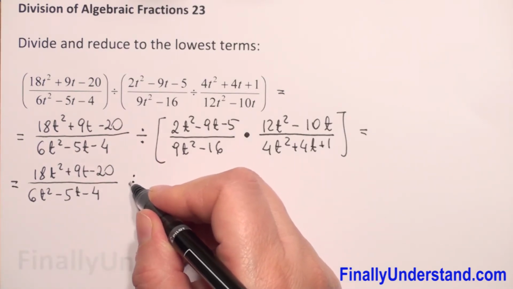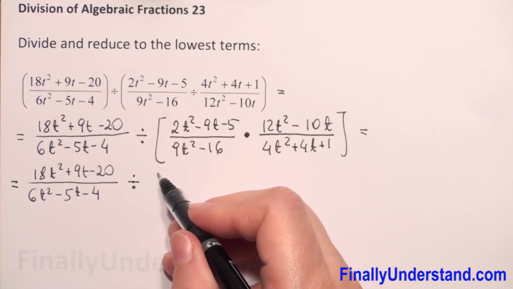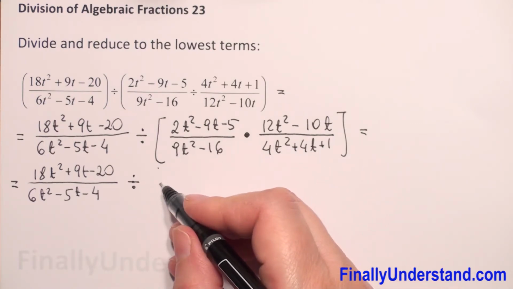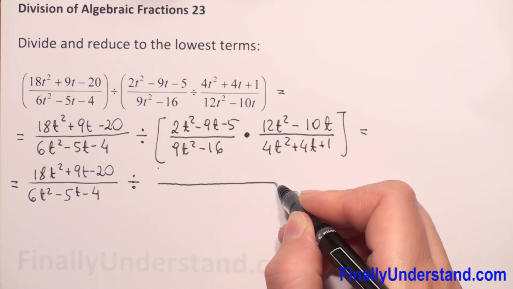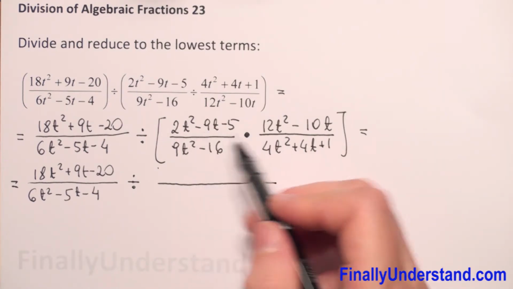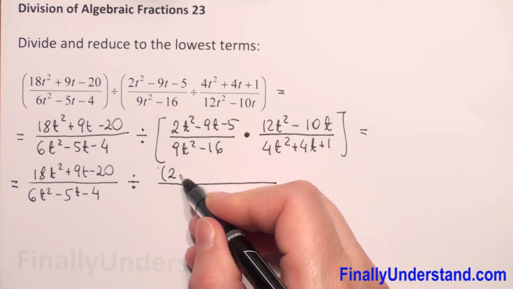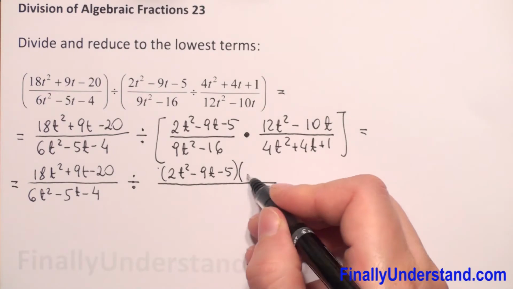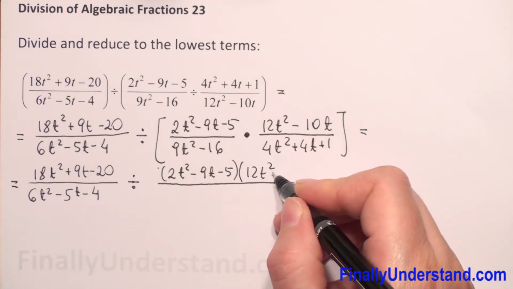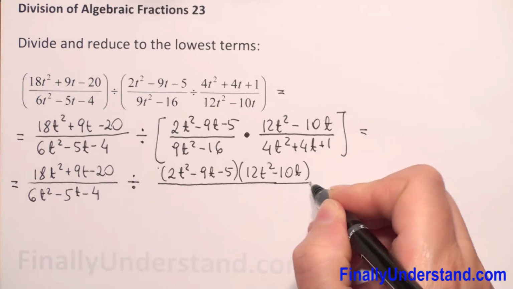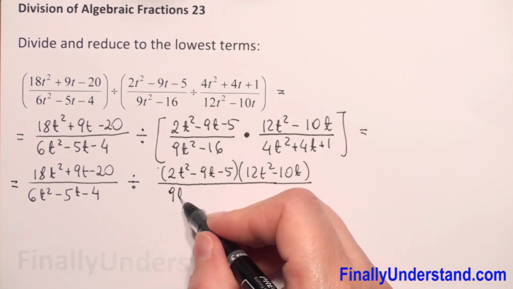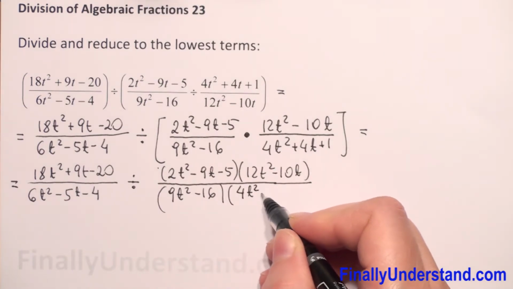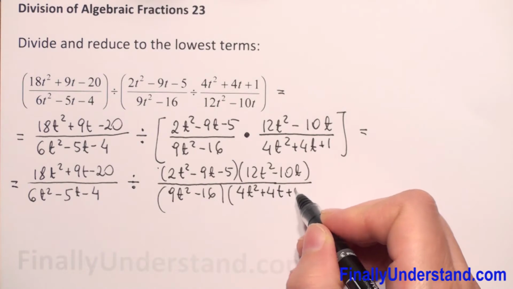And we have division sign. And in brackets, now when we do multiplication, I don't have to put these brackets. We will have fraction, one fraction bar, and numerator times numerator, so will be 2t squared minus 9t minus 5 times 12t squared minus 10t over 9t squared minus 16 times 4t squared plus 4t plus 1.